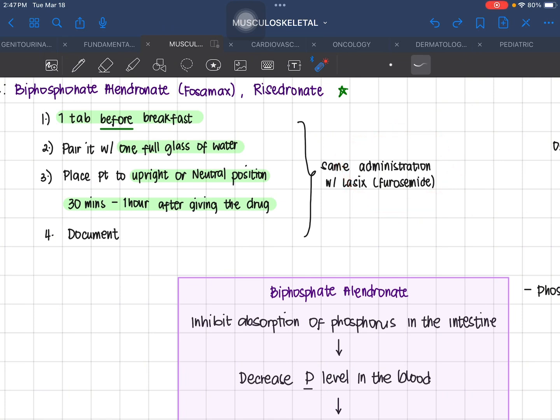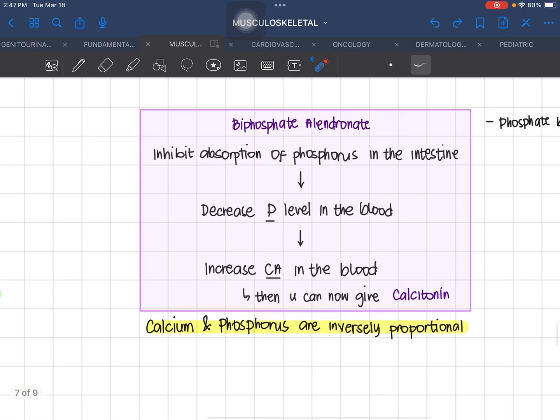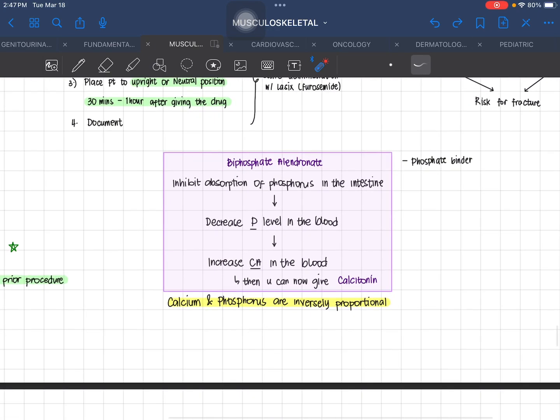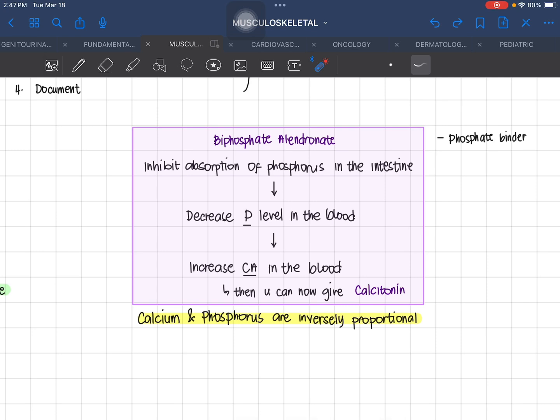Bali, ulitin natin, should be taken before breakfast, 1 tab only before breakfast. Should be taken with 1 full glass of water, and then after mo pa inumin, i-place mo si client into high Fowler's o neutral position, yung upright position, 30 minutes to 1 hour after giving the drug. And then document. So, i-ano lang natin dito yung kung paano yung mechanism of action ni biphosphonate and alendronate.